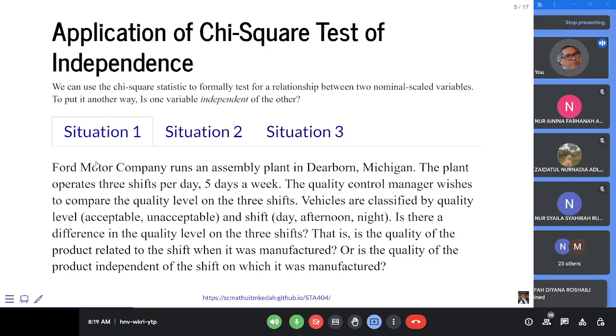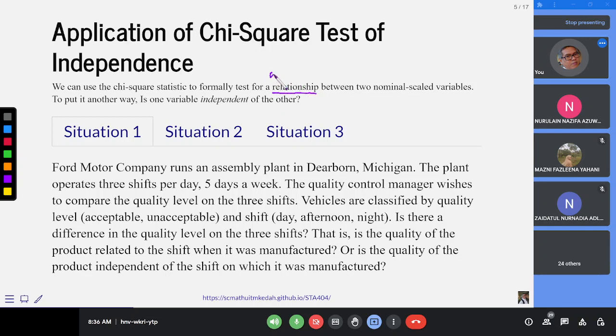Okay, let's see what are the applications of the chi-square test of independence. So these are some of the situations where you can use the chi-square test of independence. We can use the chi-square test statistic to formally test for a relationship, or we can also say in the form of association. Okay, either relationship or association. You boleh juga buat dalam bentuk association. Nampak tak? Okay, so either in the form of relationship, or you can also use the term association.